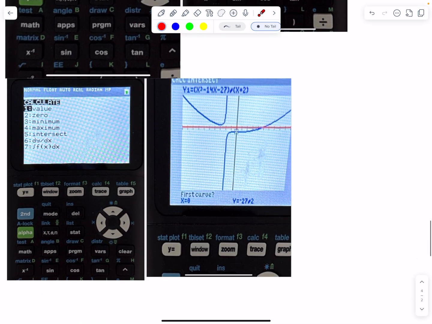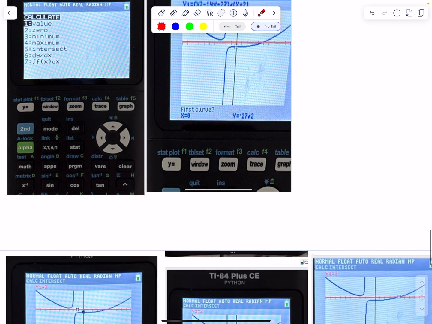So let's go ahead and press second trace for calc again. And when you do that, this is the screen you get. And we're going to hit 5 for intersect because we want to know where it intersects. And when you do that, this is what shows up on your screen. So the question asks first curve, and that's the blue one. Blue equation, blue graph. So you use the arrow keys to make sure that this little cursor is sitting only on the blue equation. And then you press enter.